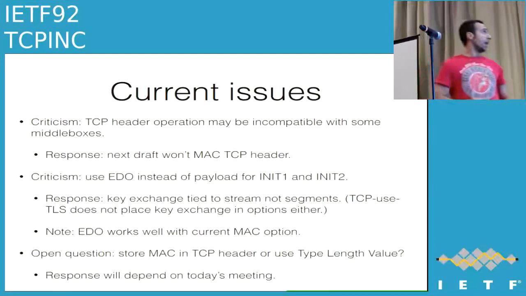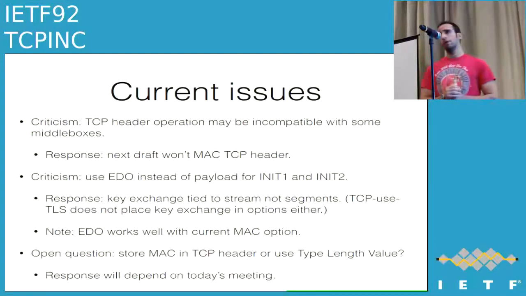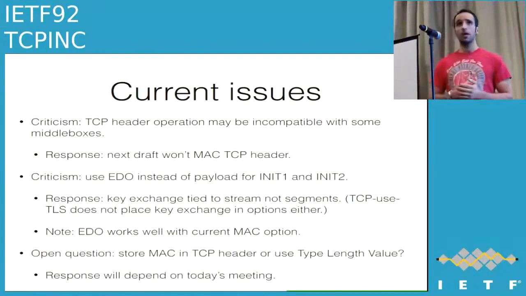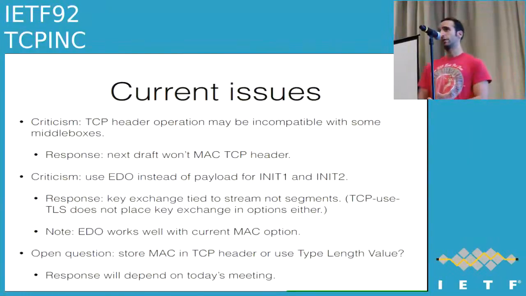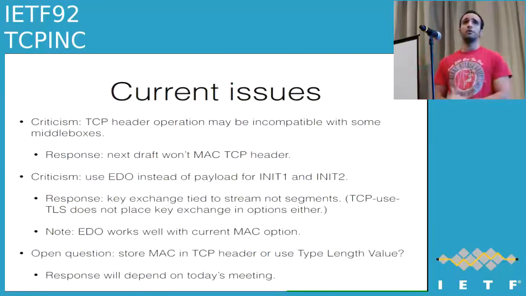And so I think the big open question left is, what do we do about the MAC? Where do we store it? Do we store it in the header, which is what Tcpcrypt currently does, or do we try to put it in line with the data and have some sort of framing protocol, something more similar to TLS? I think that's kind of the big open question we have. And our response to that is it's going to depend on what we decide today. Tcpcrypt could really go either way, but there are pluses and minuses to what we decide.